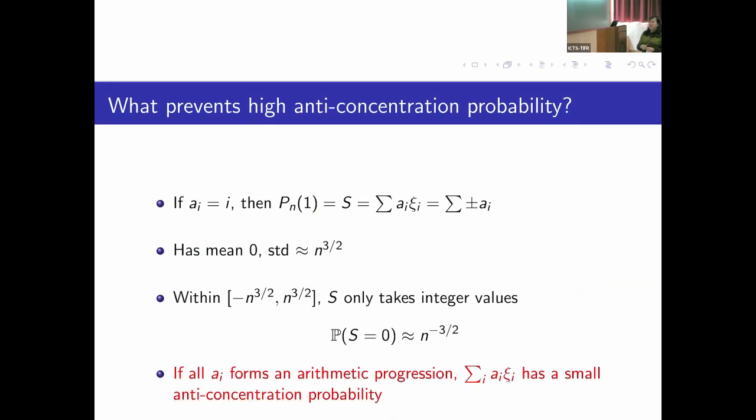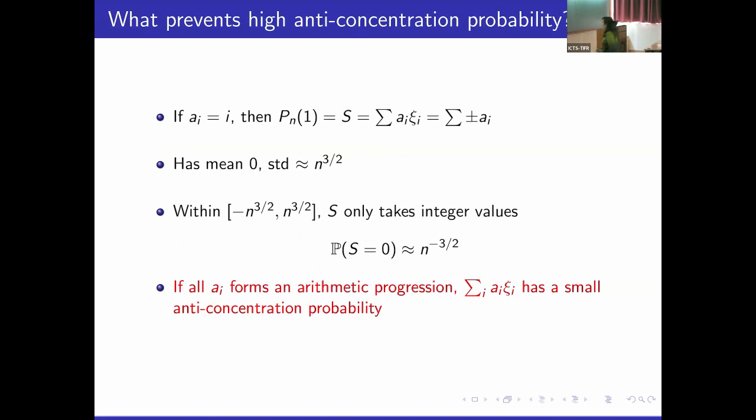Here is another example. When the A_i are all i, meaning our polynomial P_n(x) is the sum of A_i C_i x to the i, with A_i equal to i. Again, the positive roots will concentrate near 1, and so we again look at the point 1. P_n(1) is the sum of A_i C_i, and again assume that the C_i's are plus minus 1, then we have the sum of plus minus A_i. Now this is a random variable with mean 0, and standard deviation of order n to the 3/2.